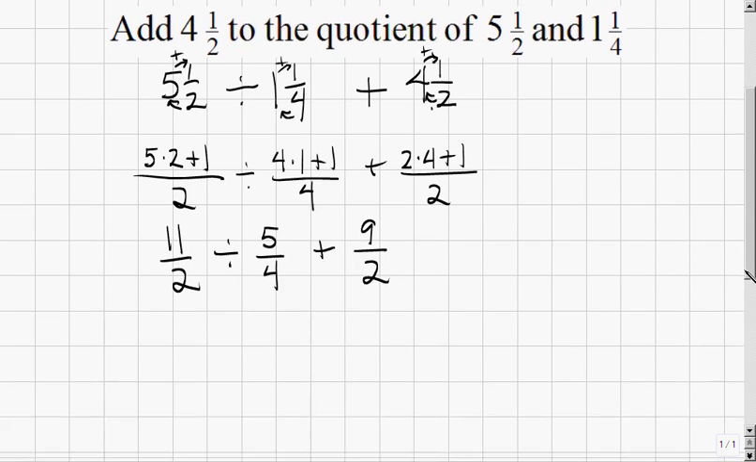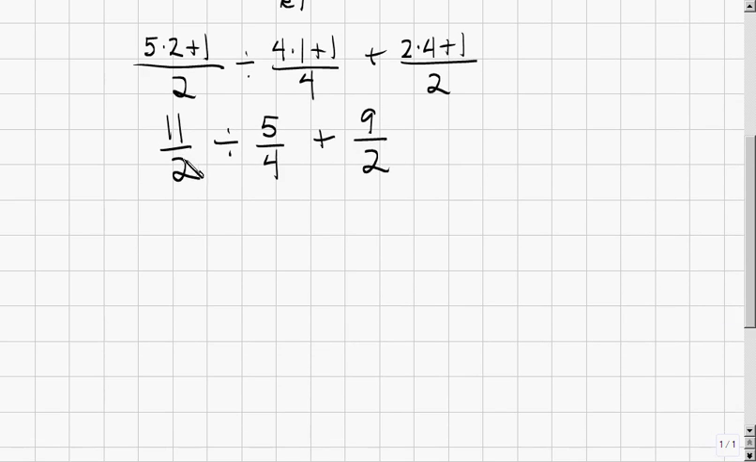Alright, well next, in order to divide two fractions, 11/2 by 5/4, we recall the process for dividing fractions, which is write the first fraction down, change division to multiplication, and invert or flip or write the reciprocal of the second fraction. That would become 4/5. We're still adding 9/2 to this, by the way.